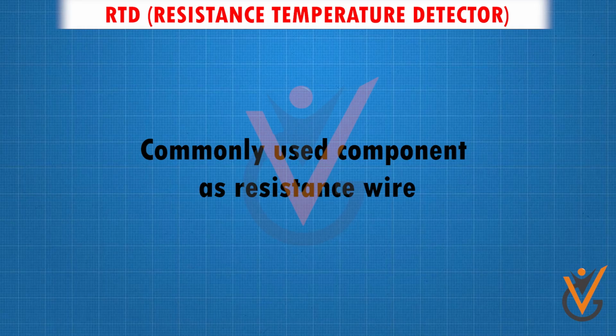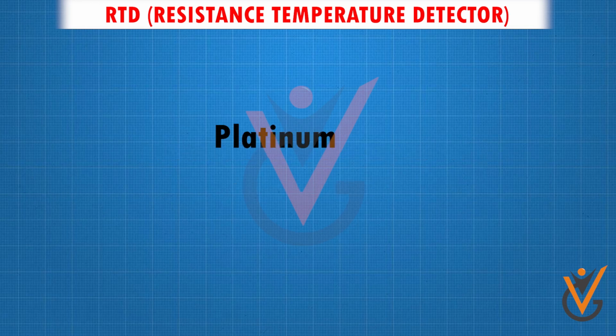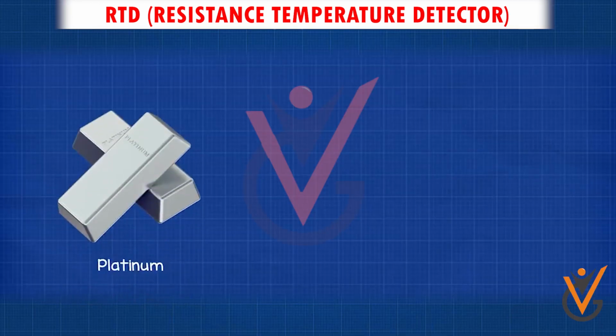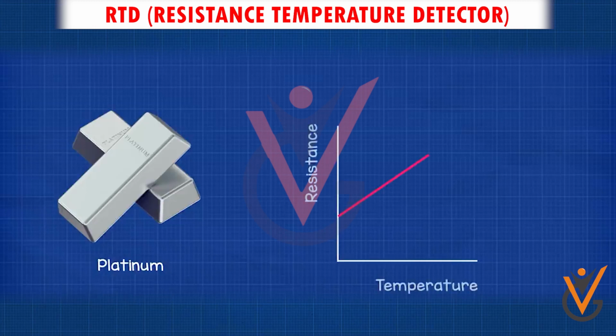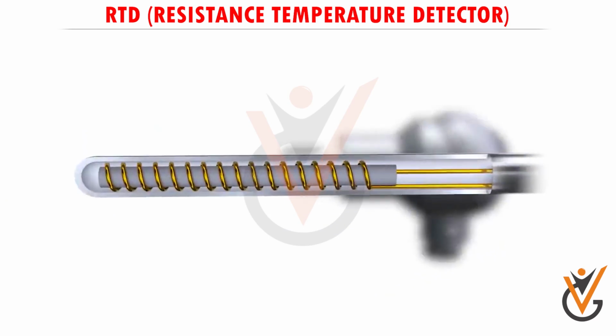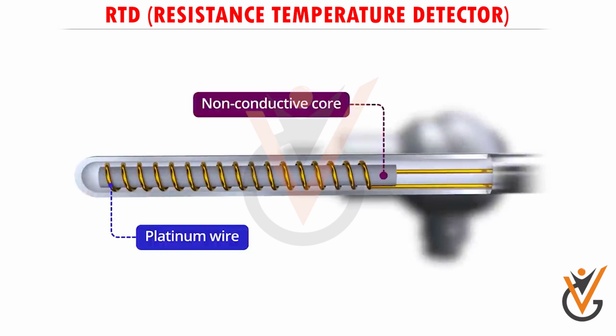The commonly used materials for the resistance wire sensing element are platinum, Pt, nickel, Ni, and copper, Cu. Platinum is highly used because it has the highest temperature range, stability, and corrosion resistance. A popularly used platinum RTD is PT100. The name PT100 is because at 0°C the resistance is 100 ohms. PT100 is the commonly used temperature sensor on board ship.